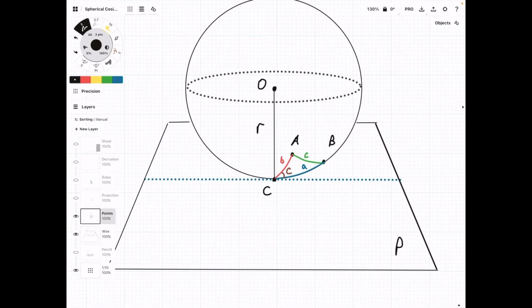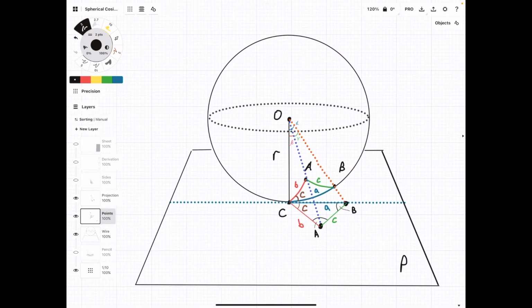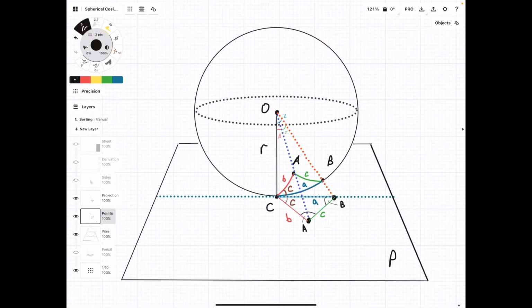Now what we're going to do is project these lines onto plane P. We're going to use a gnomonic projection, which simply means we're going to draw a line from the center of the sphere through the points on the surface and then onto this plane. It's going to become clear when I bring up this next image.